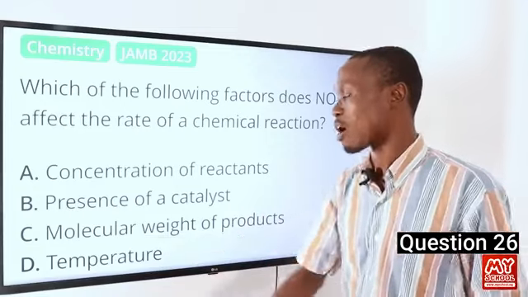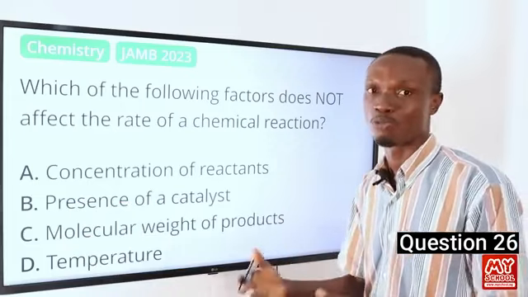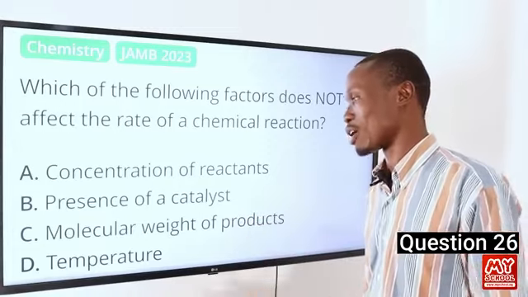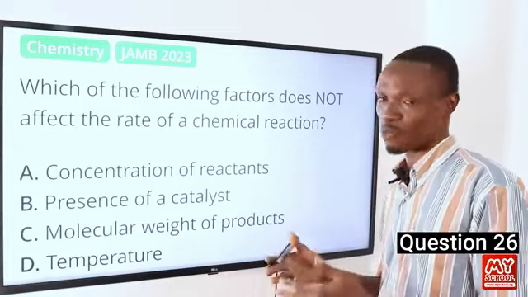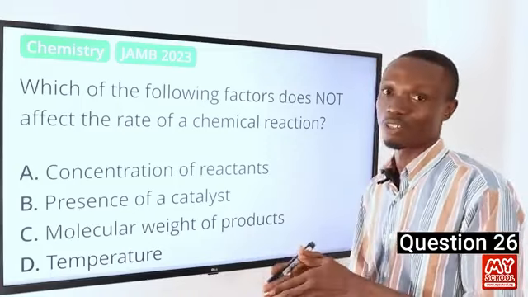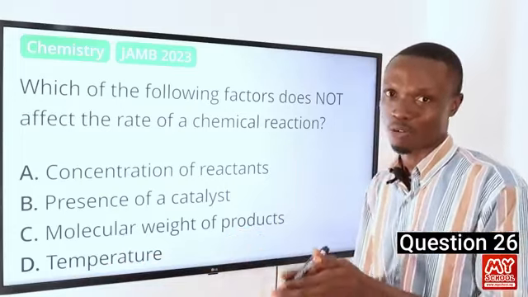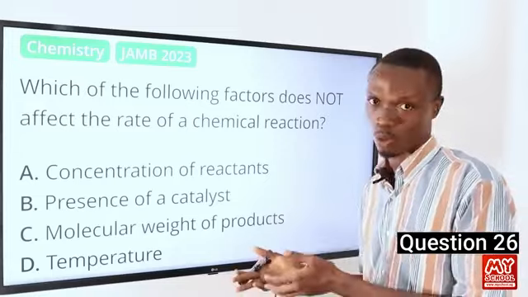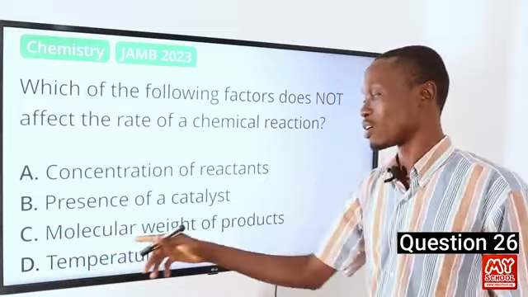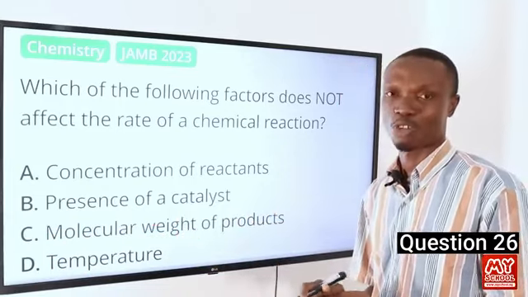Then option B, we have presence of a catalyst. Of course, that's what catalysts do: they speed up the rate of chemical reaction. So presence of a catalyst affects the rate of a chemical reaction. Then C, we have molecular weight of product. Really, molecular weight of product does not affect the rate of chemical reaction. Then temperature affects the rate of chemical reaction. In fact, the higher the temperature, the higher the rate of chemical reaction. So C is the correct option to this question. Molecular weight of a product does not affect the rate of a chemical reaction.